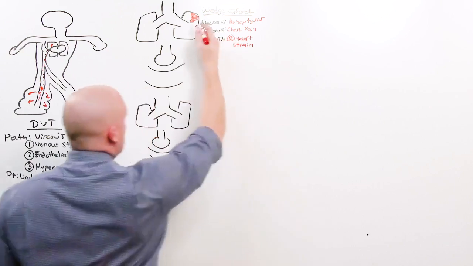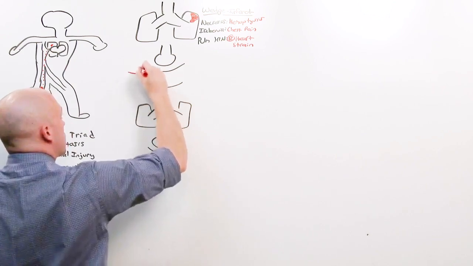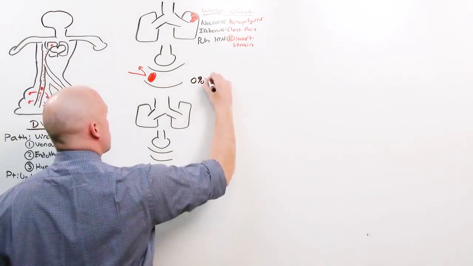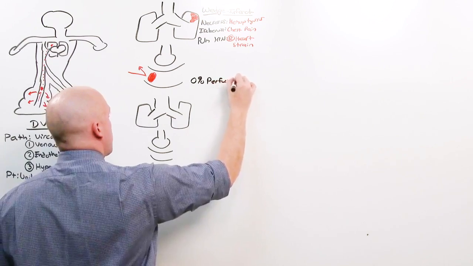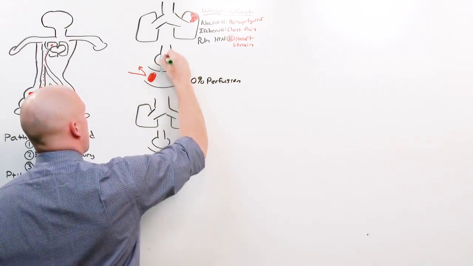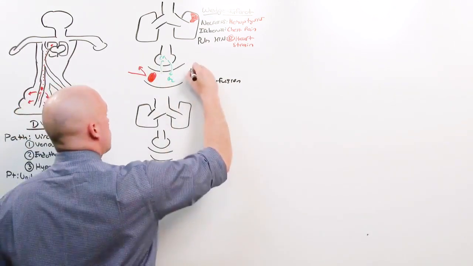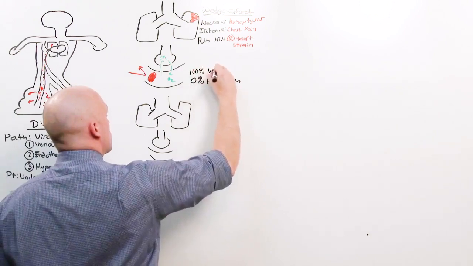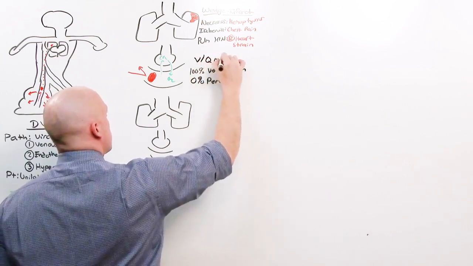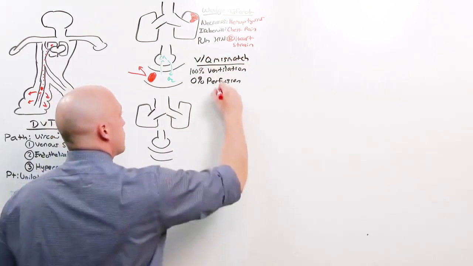But the big issue with the actual clot in the blood vessel is this. No blood can get in. That is a 0% perfusion. Gas can exchange, no problem. CO2 out, O2 in. But there's no blood flow. So there's 100% ventilation. That is a VQ mismatch. And this is going to lead to hypoxemia.